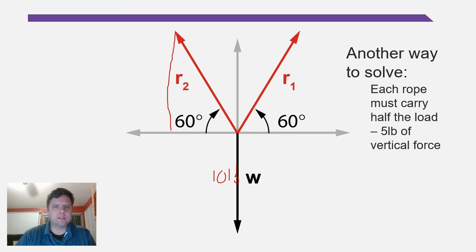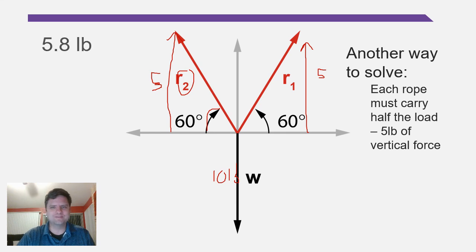So we could say that the up force of this rope and the up force of this one must each be 5. Well, now, since we know that, can we figure out what R2 is just from knowing that this is 5 and we have an angle measurement here? Is that not just making use of normal trig functions here? We're going to get to the same answer of 5.8 pounds, right?